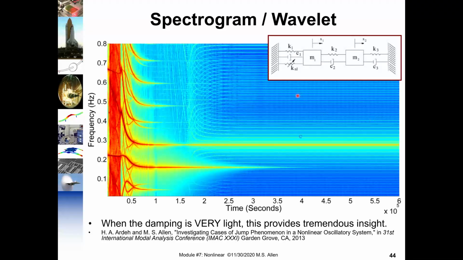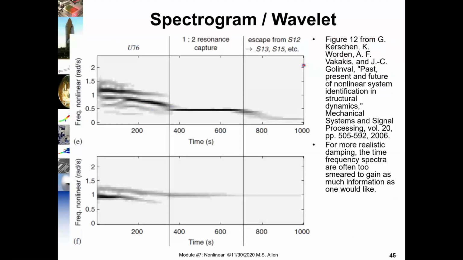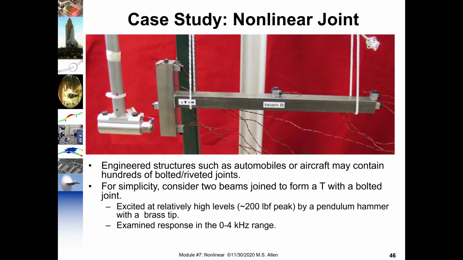But again, this was a simulated case where we have tiny damping. When you use this in practice, you tend to see something much muddier like this, because the damping is high and it causes the frequencies to change relatively quickly. And so it's typically difficult to make a lot of sense of these kinds of measurements. But often you can get at least some useful information from them. Here's another example of the nonlinear joint. I showed you this earlier.